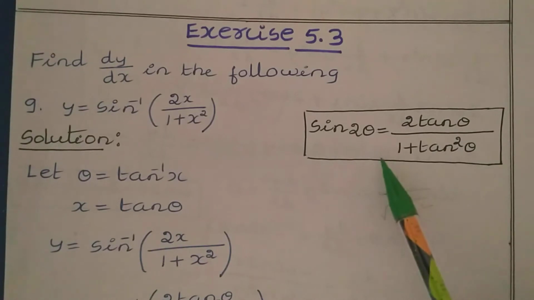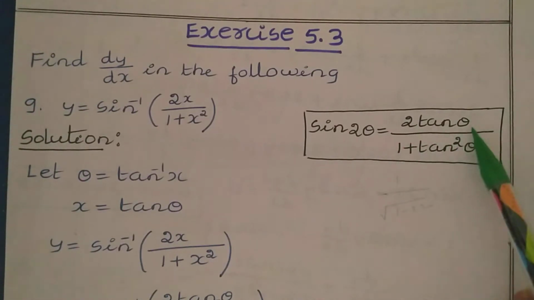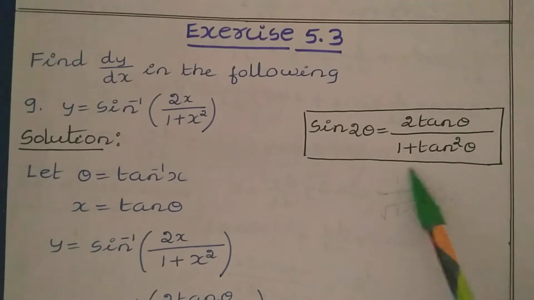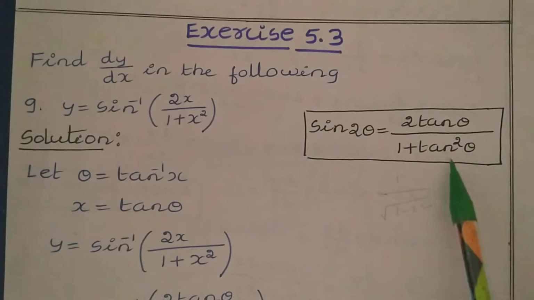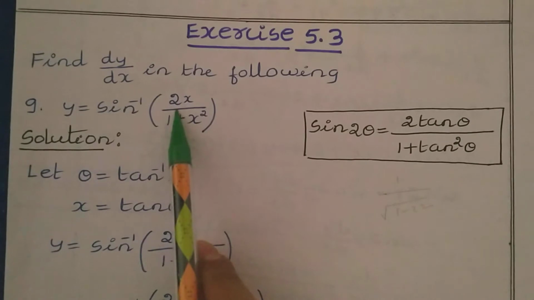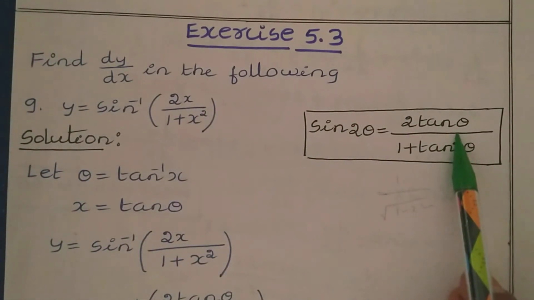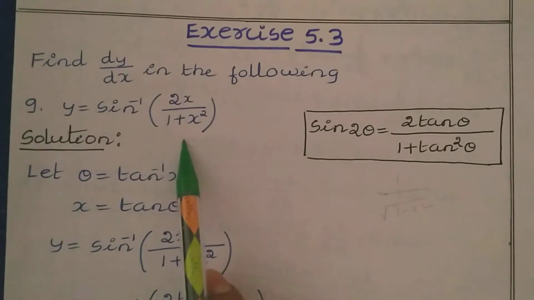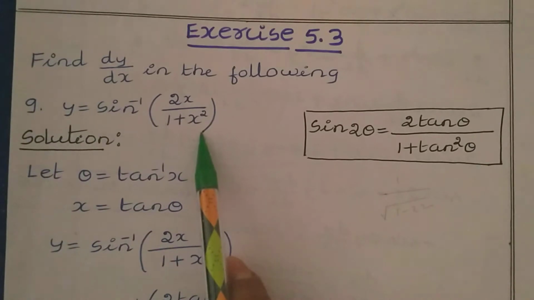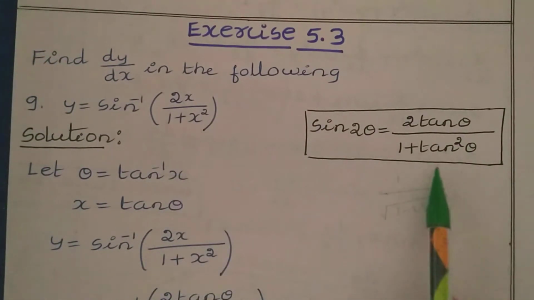See, there is a trigonometric identity: sine 2 theta is equal to 2 tan theta divided by 1 plus tan square theta. You compare this trigonometric identity with this given problem. You can see here we have 2, here we have 2, then here we have x, here we have tan theta. Similarly, in the denominator we have 1 plus x square, here we have 1 plus tan square theta. So both of these are similar.